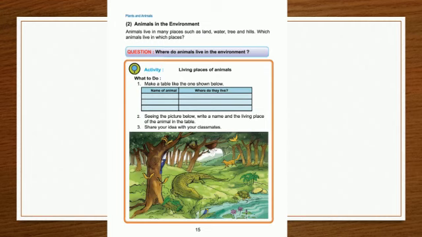In the next point, we will learn about animals in the environment. Here is another table where you have to write the names of the animals which you can see in your environment or nature, and where they live. For example, a dog. A dog lives on the roadside or in some other places. So do it by yourself.